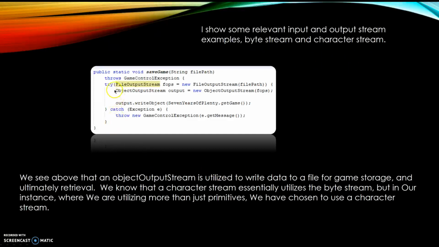Here you'll see file output stream. We create a new file output stream within a try block, and then this object output stream is the character stream, and we see above that the output stream is utilized. In this case, we're saving a game for storage, and then ultimately we're going to retrieve that information. If there is any issue, we have our catch with the appropriate exception, and another example of the throw method to throw this exception.